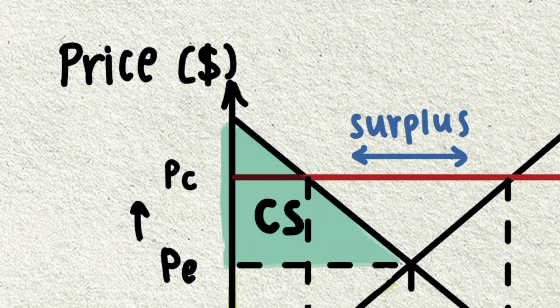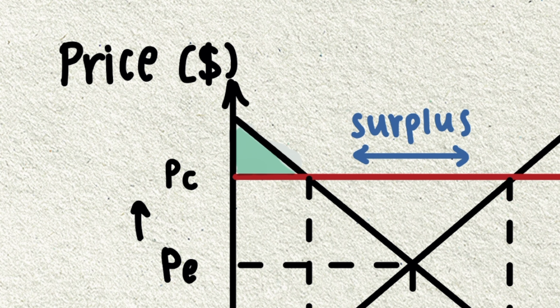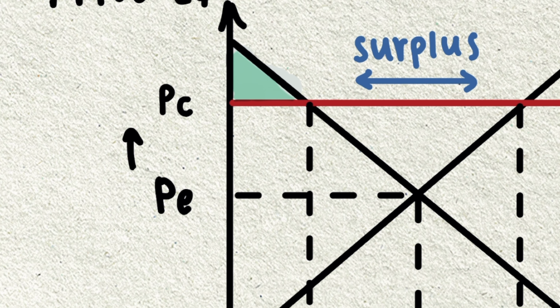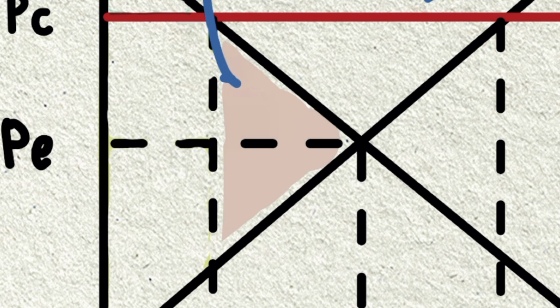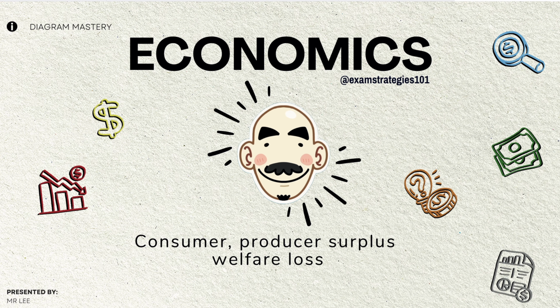In the case of a price floor, the consumer surplus decreases from this area to this area, and the producer surplus increases from this area to this area. And this is the welfare loss created by the price floor. And in this video, I am going to be guiding you through consumer producer surplus and the welfare loss.